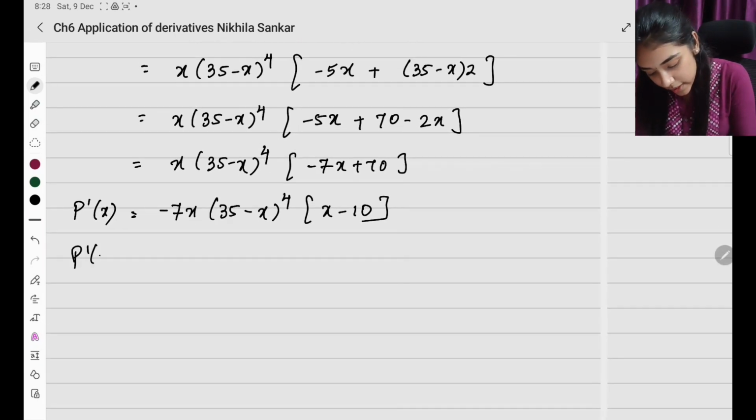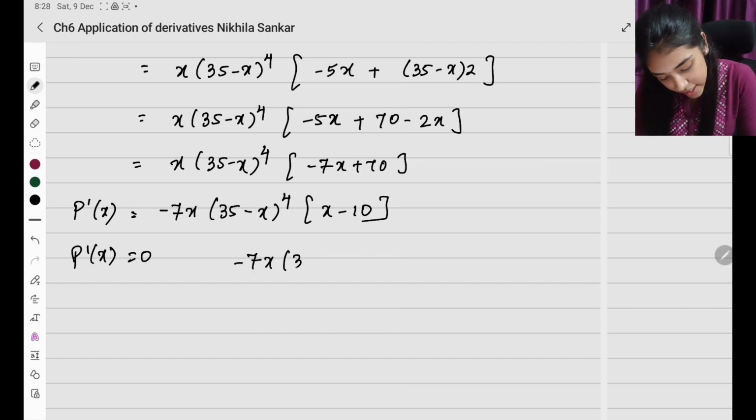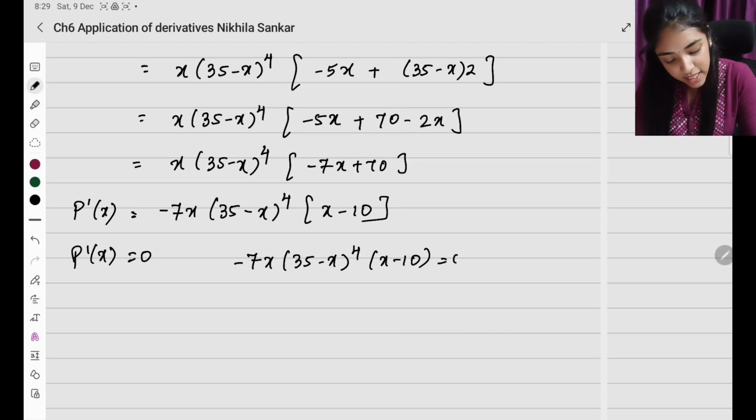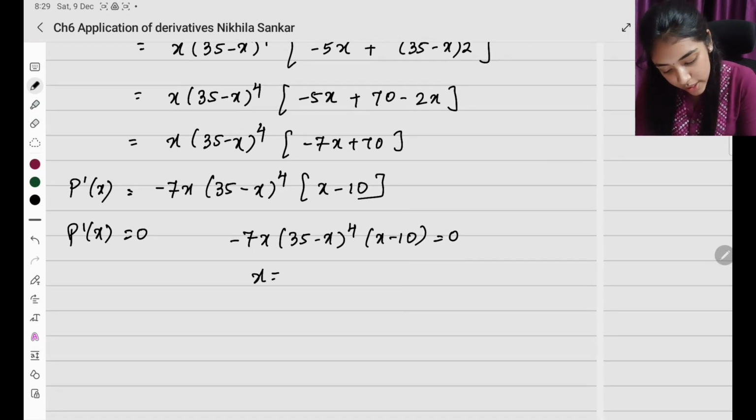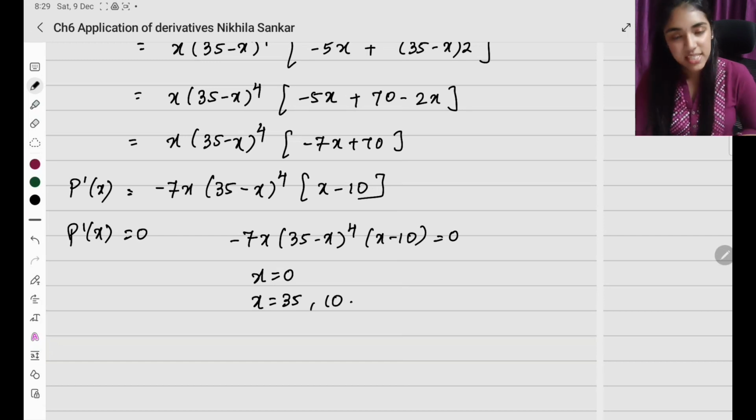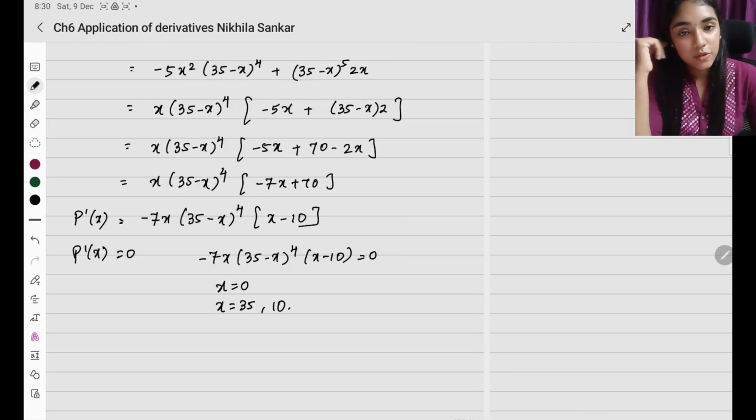Now when I equate p dash of x to 0, I have minus 7x times (35 minus x) the whole power 4 times (x minus 10) equals 0. So what are the values of x? x equals 0, x equals 35 and x equals 10. So these are all my values. I'm asked for my maximum value.